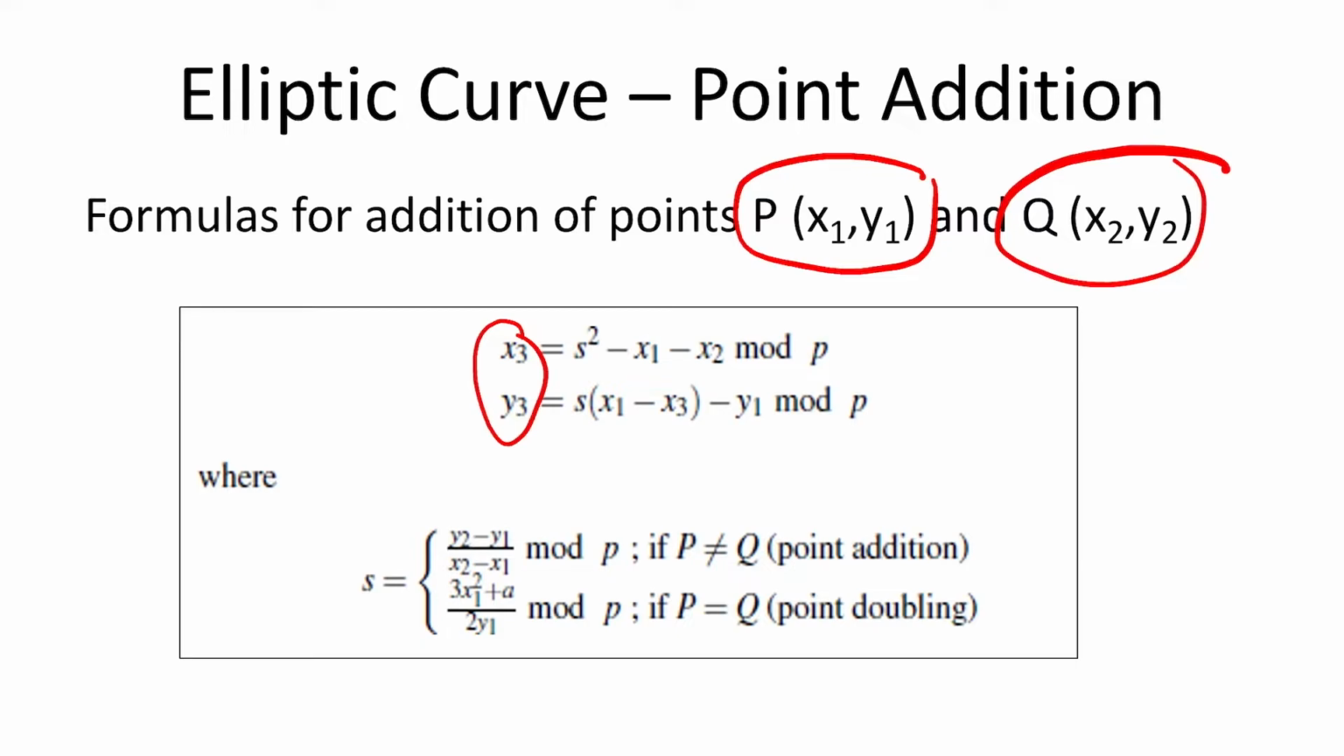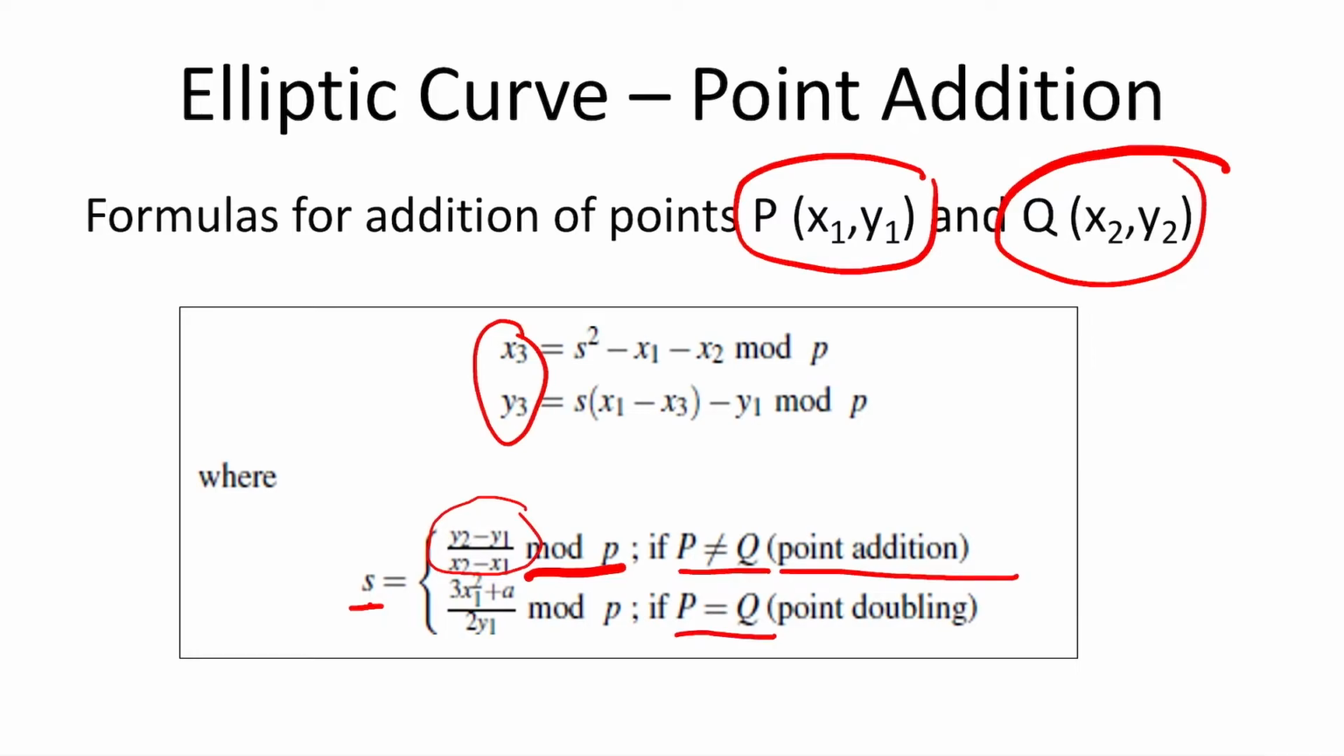Now, how do we get x3, y3? Well, first we calculate the slope s of the line passing through the points P and Q. Now, there are 2 scenarios here. One is when the 2 points that we're adding are different, which means point P is different from point Q. So we use this formula right here, which is y2 minus y1 divided by x2 minus x1 mod p to calculate the slope. This scenario is known as point addition.